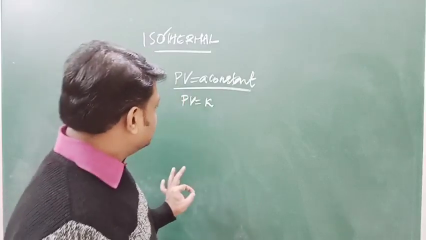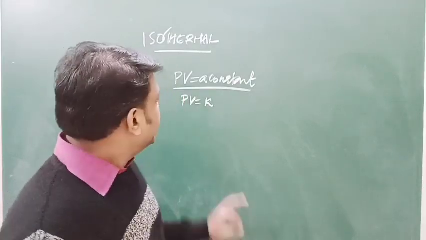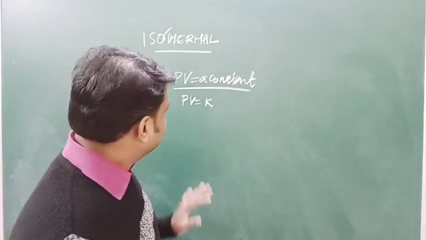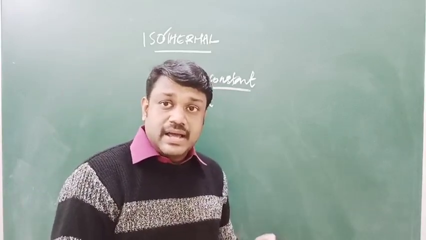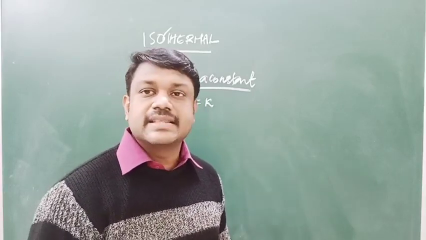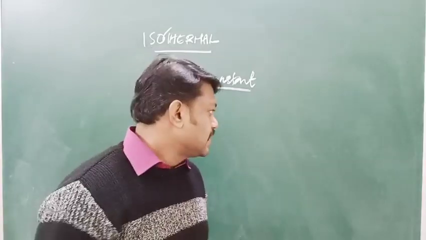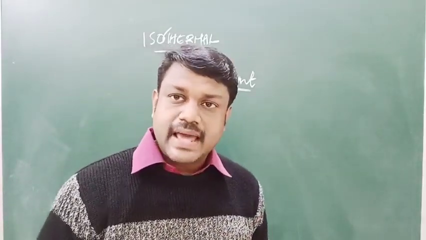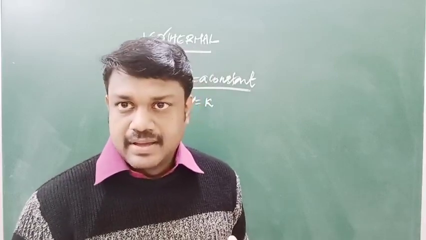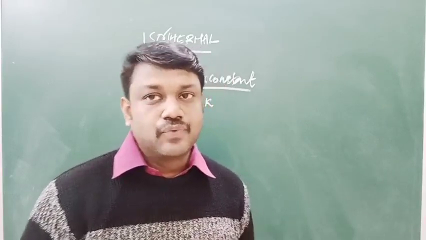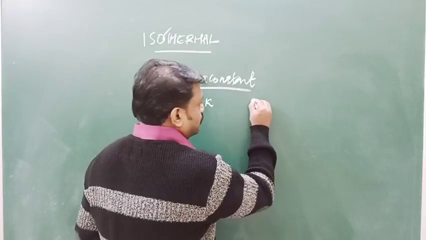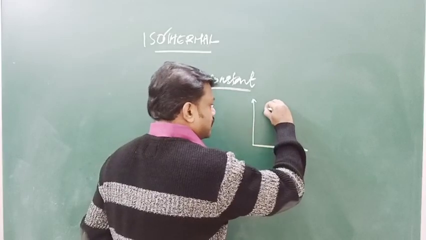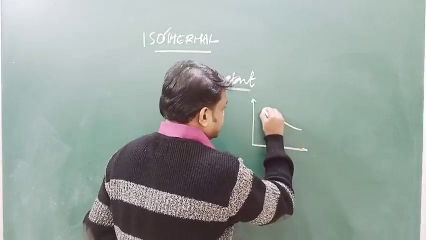So any isothermal process can be identified with this equation PV equal to K. If the product of pressure and volume remains constant at any instant of the process, then we can say that it is an isothermal process. We have already seen in the last chapter, any thermodynamical process can be expressed in terms of a graph plotted against pressure and volume. So the PV diagram for an isothermal process is like this.